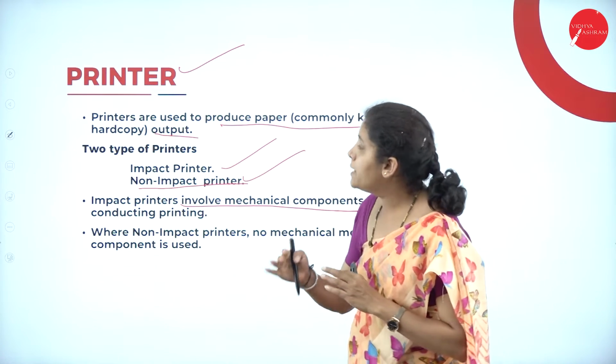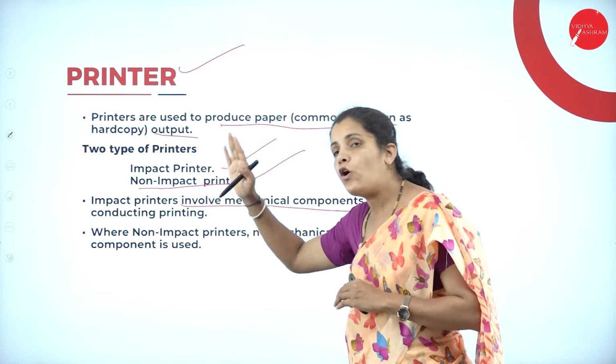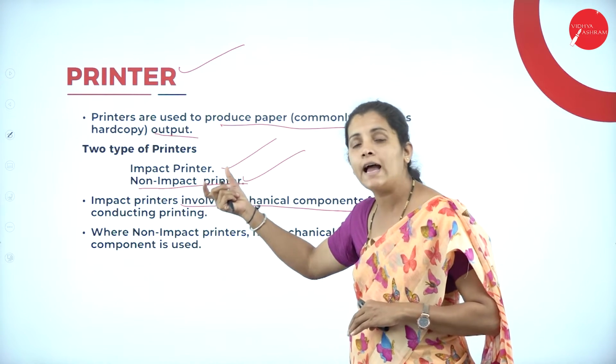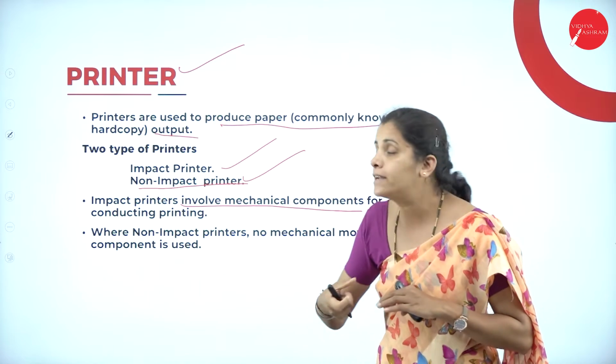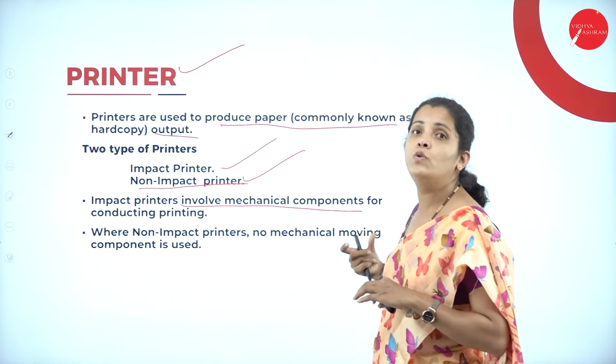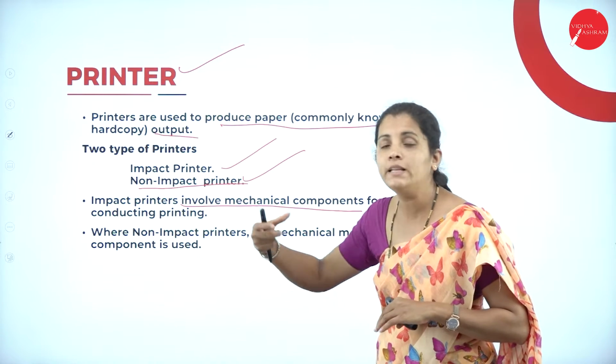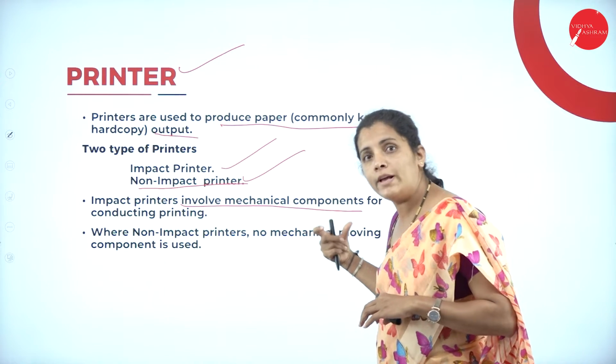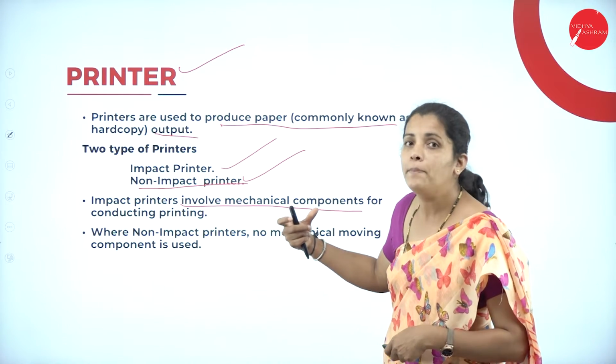The second type of printer is non-impact printer. The name itself indicates that there is no impact of mechanical moving components with the paper.